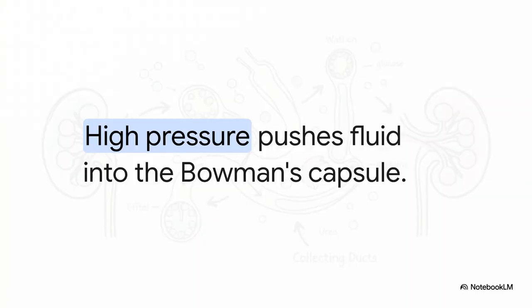Check out the immense physical force at play here. Blood enters the glomerulus, which is a capillary network inside the nephron, under incredibly high pressure. This specific mechanical force is exactly what pushes fluid out of the blood and into the Bowman's capsule to form what we call a filtrate. Without this high blood pressure driving it, this critical filtration force just wouldn't exist.